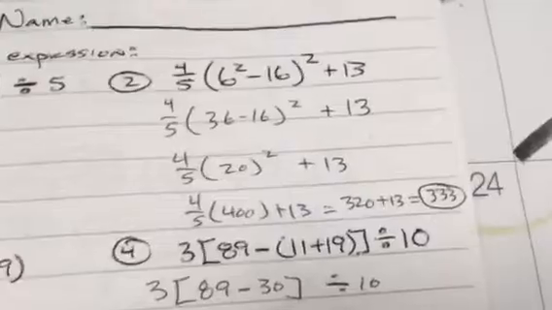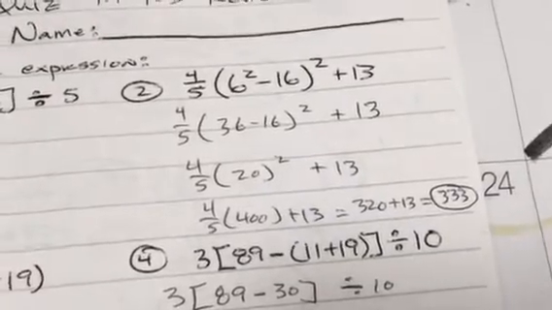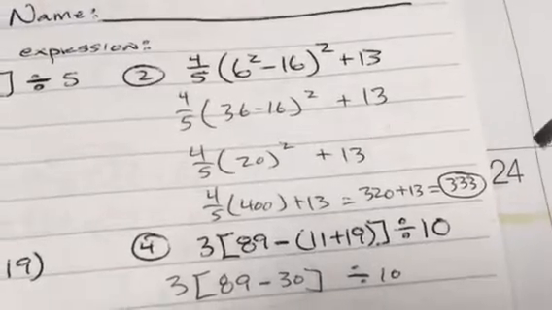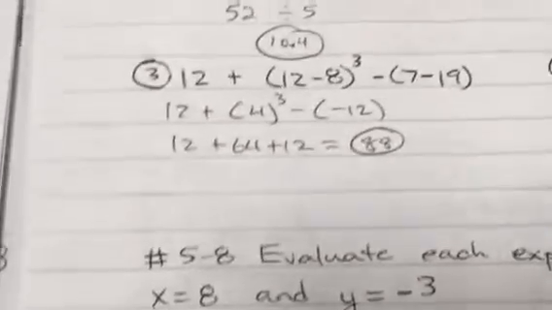Order of operations, you get 10.4 on number 1. Number 2, folks, make sure to take care of the parentheses. Then you're going to square it. So 20 squared is 400. 4/5 of that is 320 plus 13.